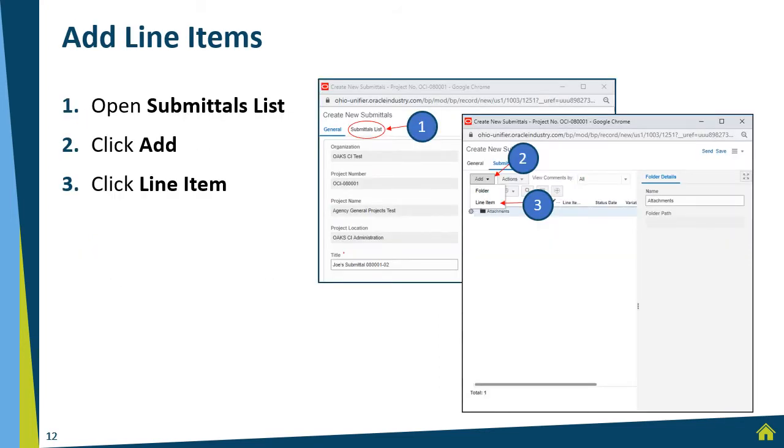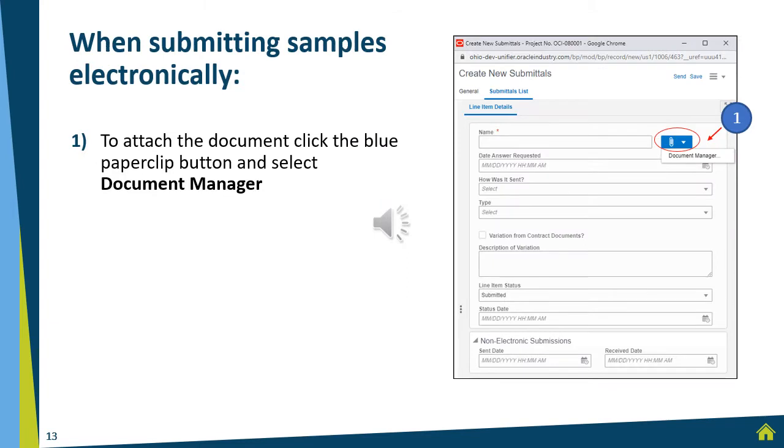Next, we're going to add our line items to the record. You're going to do that by opening the Submittals List tab. Just click that at the top of your screen. Then you're going to want to click Add and select Line Item. This will bring up a new form in the same window.